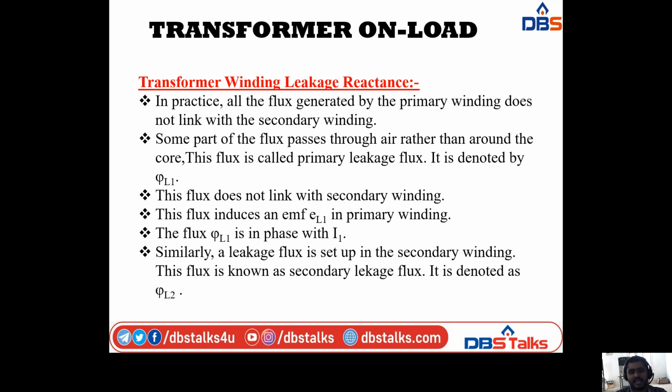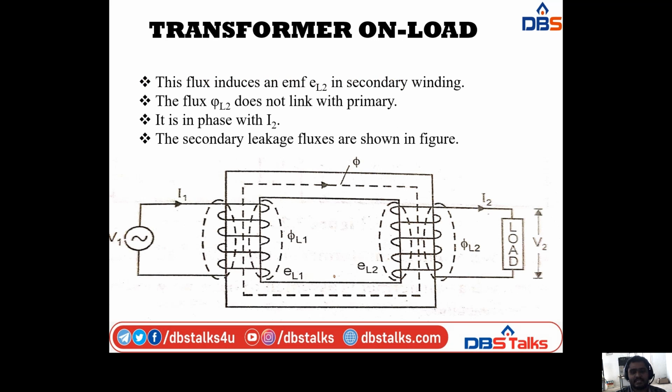This flux induces an EMF EL1 in the primary winding. The flux phi L1 is in phase with I1. Similarly, a leakage flux is set up in the secondary winding. This flux is known as secondary leakage flux, denoted as phi L2. This flux induces an EMF EL2 in the secondary winding, and phi L2 does not link with the primary winding, and it is in phase with I2.